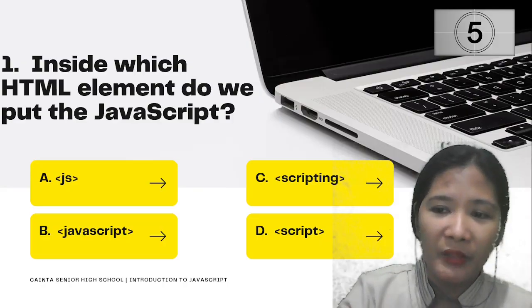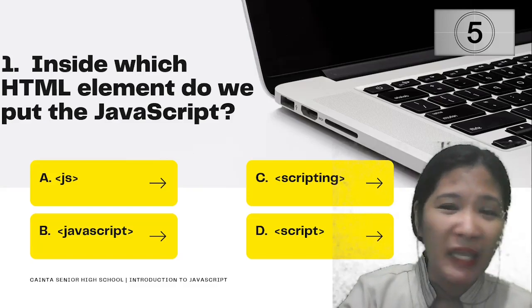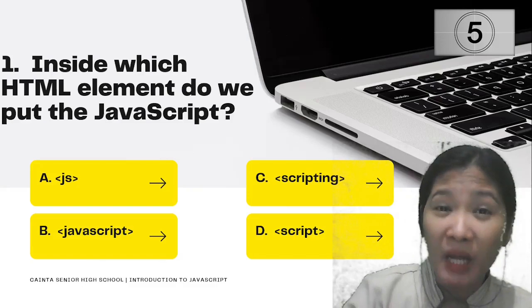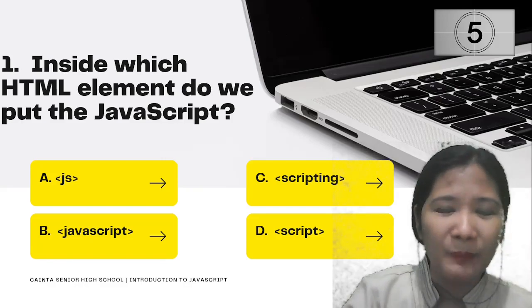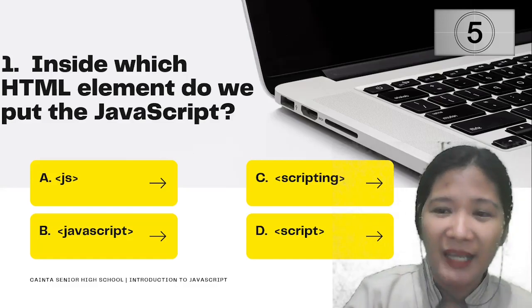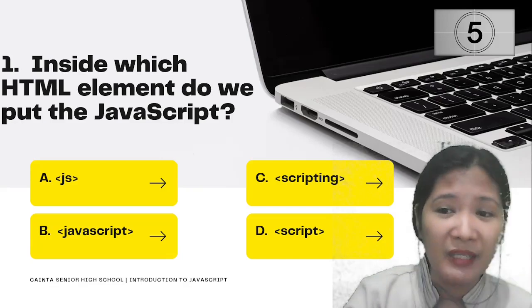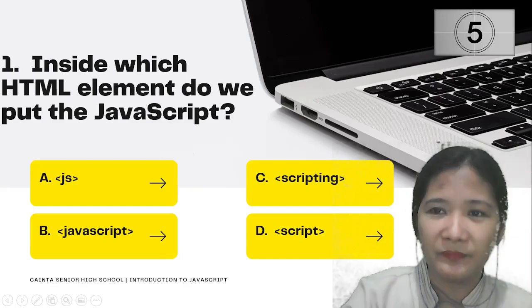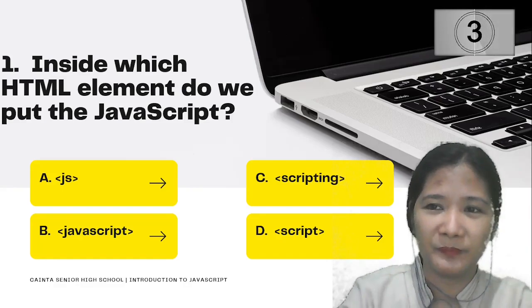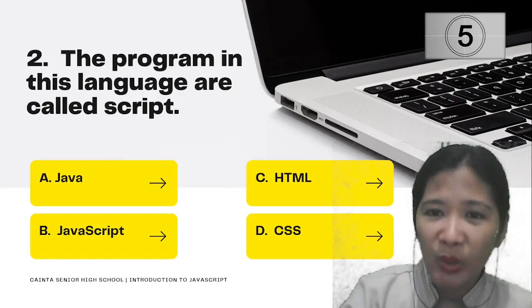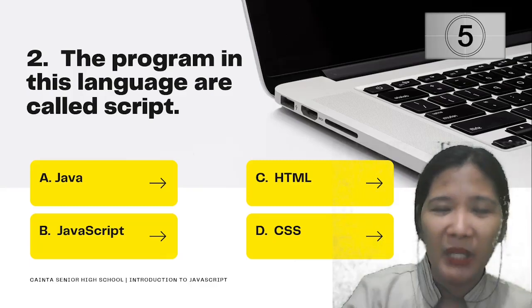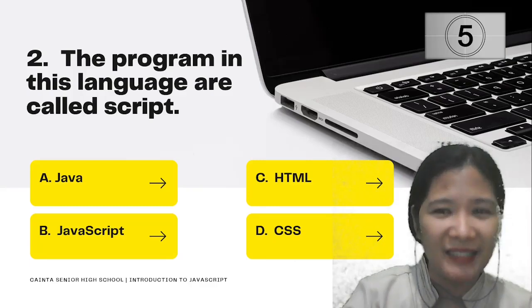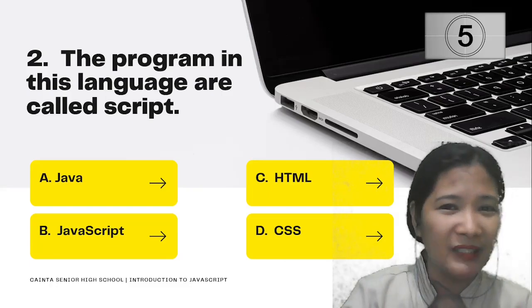Number 1. Inside which HTML element do we put the JavaScript? A. Is it inside the JS tag? B. Inside the JavaScript tag? C. Inside the scripting tag? Or D. Inside the script tag? Number 2. The programs in this language are called scripts. A. Is it Java? B. JavaScript? C. HTML? Or D. CSS?